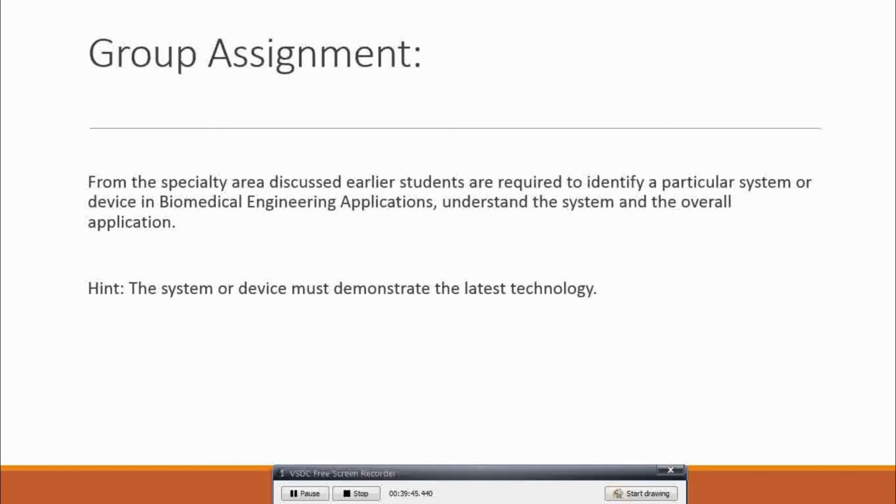I will inform you who belongs to which group. I will share this information in our group discussion.